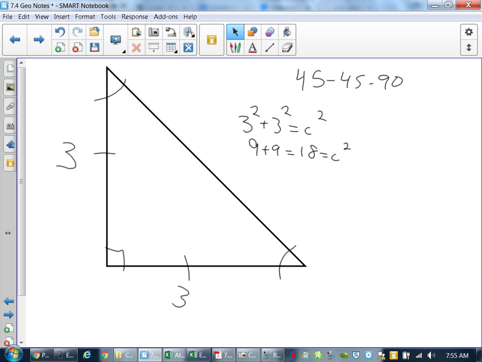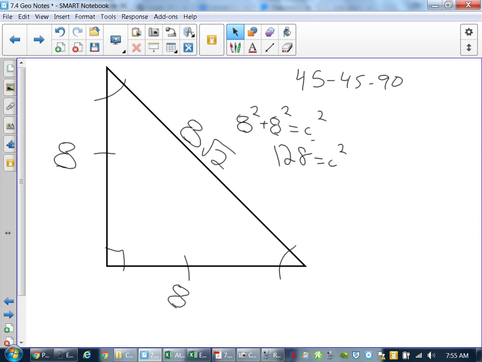What's that? Square root. So you get 3 root 2. Okay? We don't do decimals. Let's do something different. Let's say this is an 8. What does that have to be? 8. So 8 squared plus 8 squared gives you how much? 128. What's the square root of 128? 8 root 2.